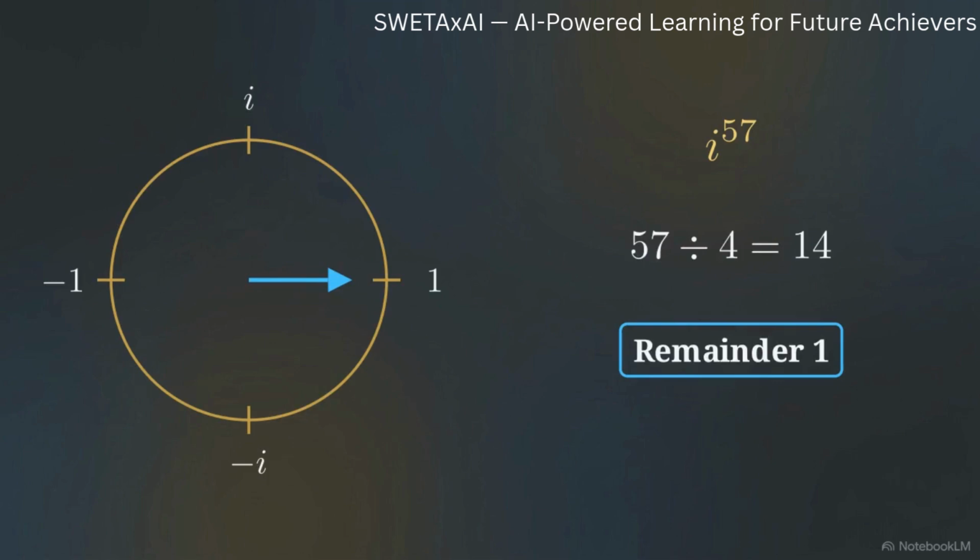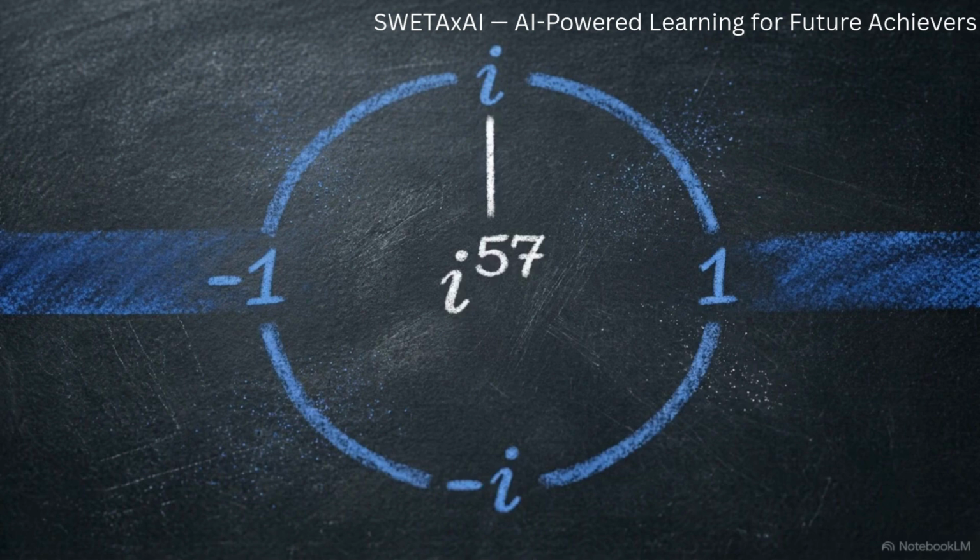Take i to the 57th power. 57 divided by 4 is 14, with a remainder of 1. Therefore, i to the 57th simplifies to i to the first power, which is i. No matter how large the exponent, the imaginary unit remains tethered to this repeating four-step loop.